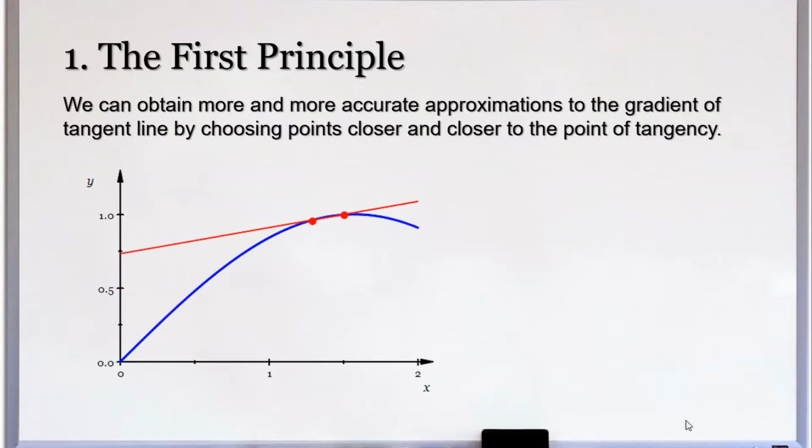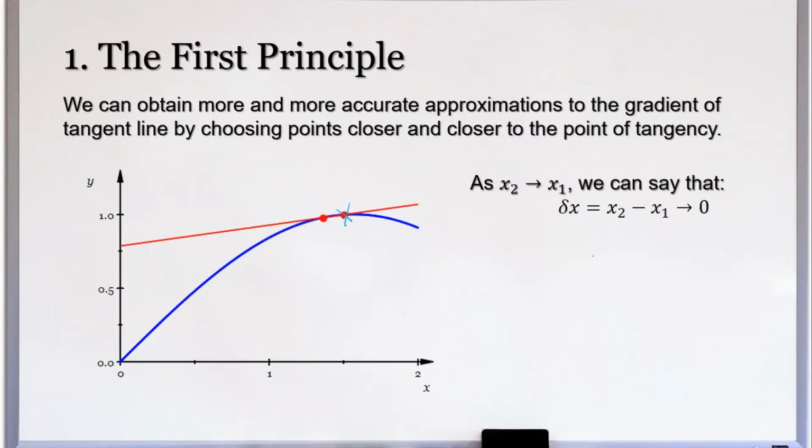For example, in this animation, you can see this point is what we want to find the tangent line, and we call it the point of tangent C. And the moving point is the point that we choose to draw the secant line, and you can see that as it is closer and closer to the point of tangent C, eventually our secant line will become a tangent line. As x2 approaches x1, we can say that delta x, which is equal to x2 minus x1, approaches 0.